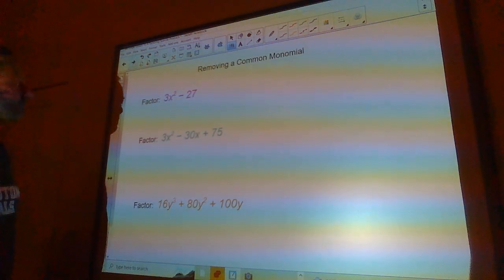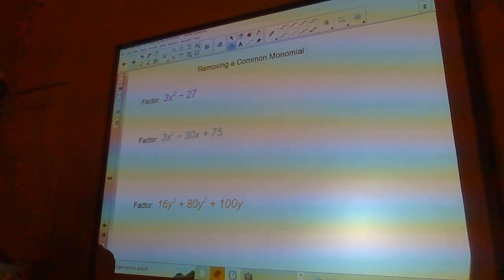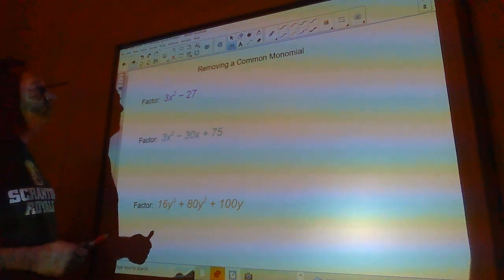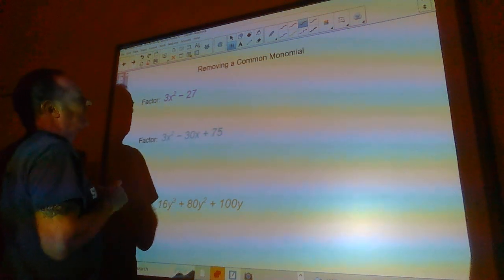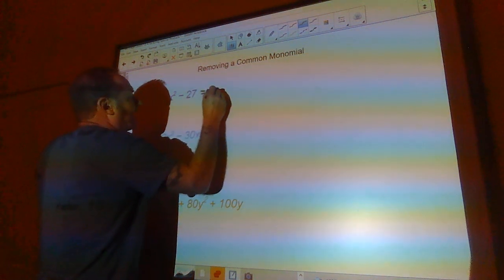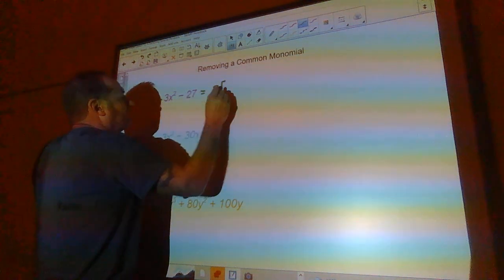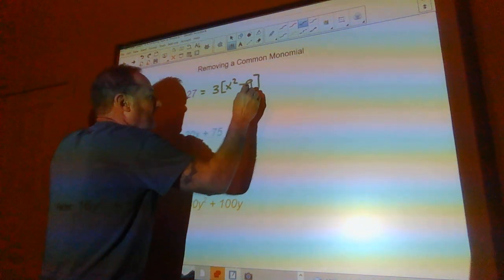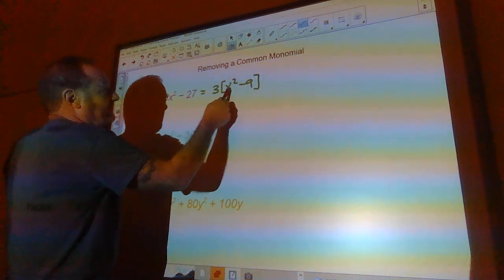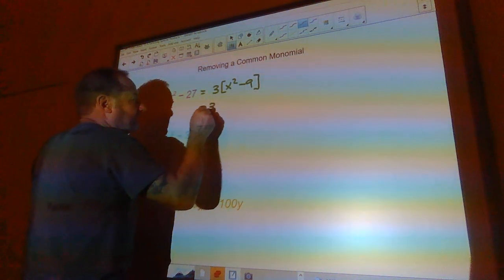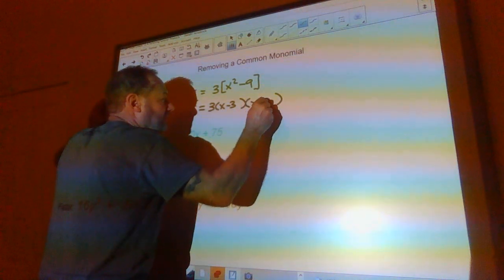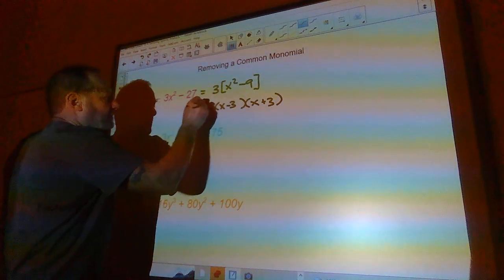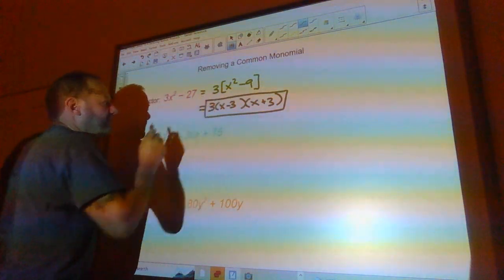Okay. So on these, we're going to remove a common monomial and then we can factor things. So check this out. This one here, the first thing when I look at this, it's got a 3 and there's a 3 in there. So let's factor this. We'll take the 3 out. That leaves me with x squared minus 9. And then I go, well, hey, that's a difference of two perfect squares, so I can factor it down to x minus 3, x plus 3. And here's my final answer. I factored it completely.